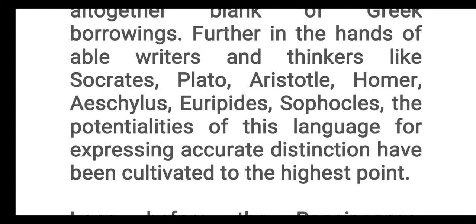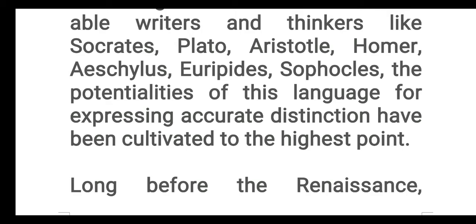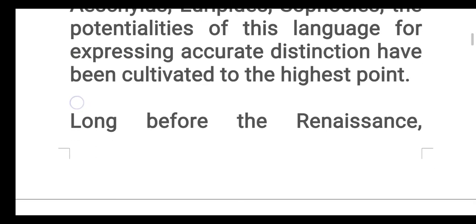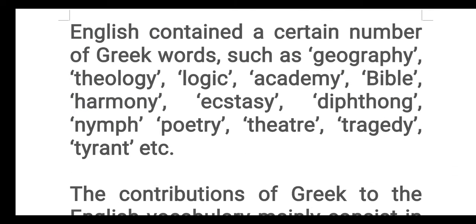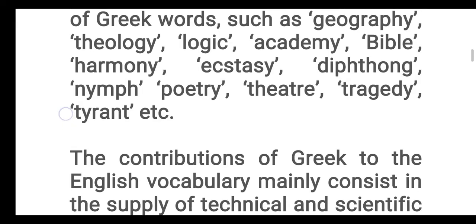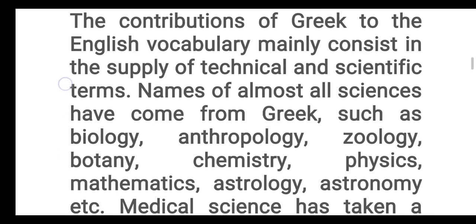Plato, Aristotle, Homer, Virgil, Aeschylus, Euripides, Sophocles, these were the great Greek thinkers, philosophers, writers, and poets who have influenced the English language even before the Renaissance. Before the Renaissance, these words had already been there in the English language, which actually came from Greek, and these words are geography, theology, logic, academy, and so on.